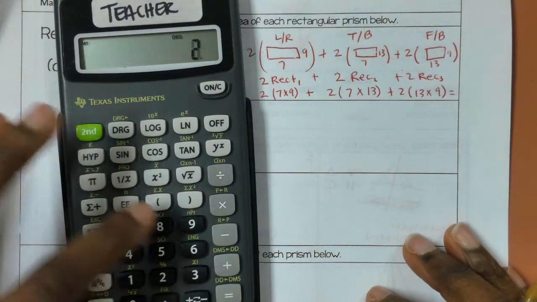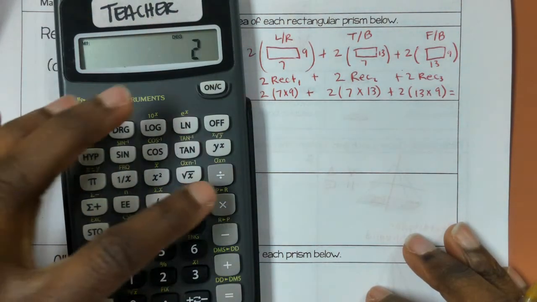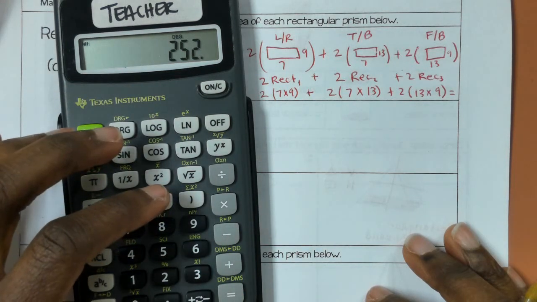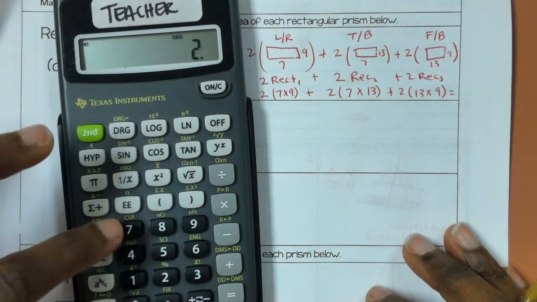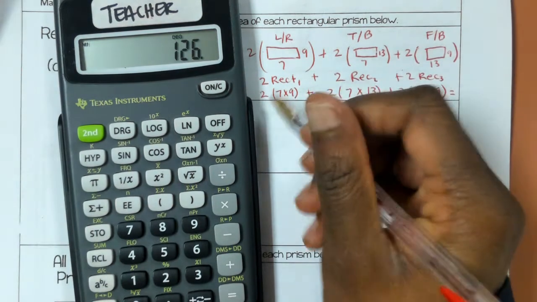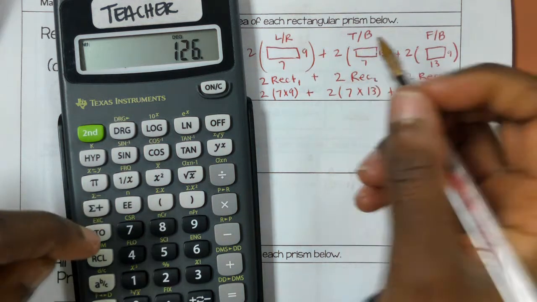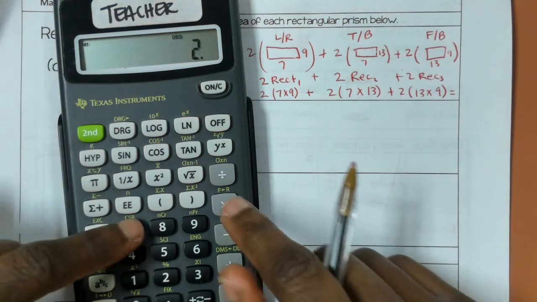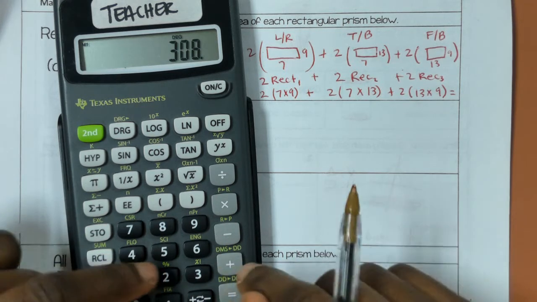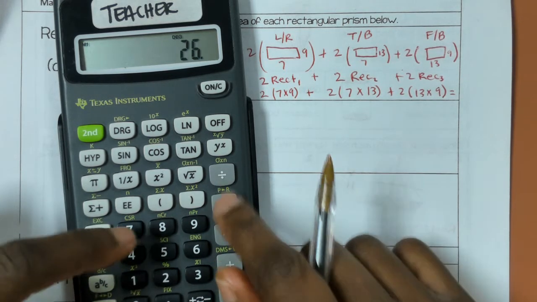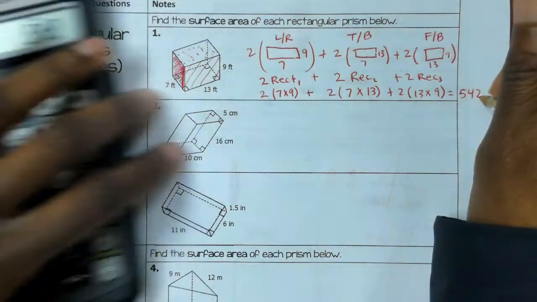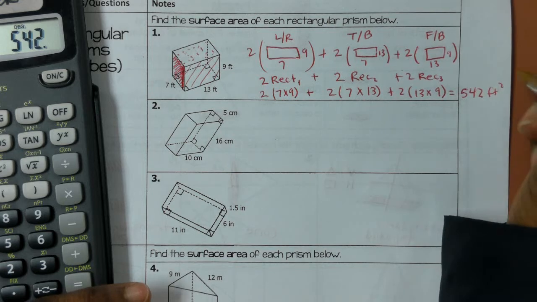So 2 times 7 times 9, 252. Oh, that's too big. 2 times 7 times 9, 126. I know 63 is this, so I know that was too big. So 126 plus 2 times 7 times 13, 308, plus 2 times 13 times 9. So my answer will be 542 in feet squared.